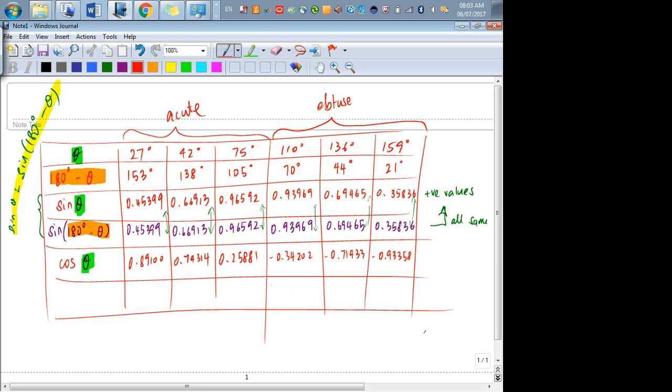Now, let us go on to the last row. Cosine 180 degrees minus theta. So fill in the blanks for this. Let's see who can do it faster.